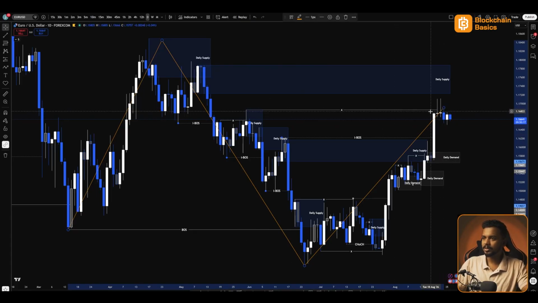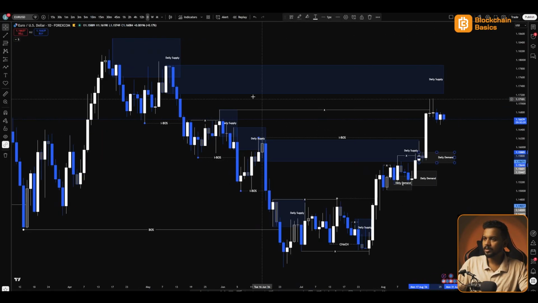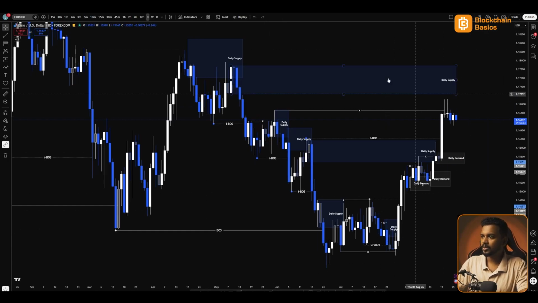So we swept these highs over here, and now I am expecting that we could have a pullback into this daily demand, or even sweep these lows over here. So structure wise it is bearish, and from here it should reject and come to the downside. So let's see on the H4.